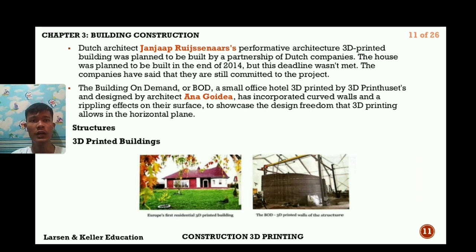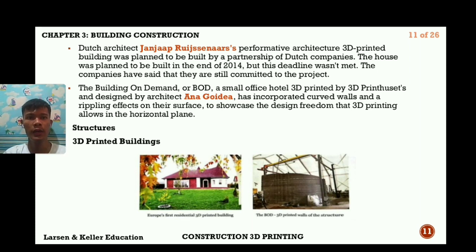Next is the Dutch architect Jan-Jaap Ruijssenaars' Performative Architecture 3D printed building, which was planned to be built by a partnership of Dutch companies. The house was planned to be built by the end of 2014, but this deadline wasn't met. The companies have said that they are still committed to the project.